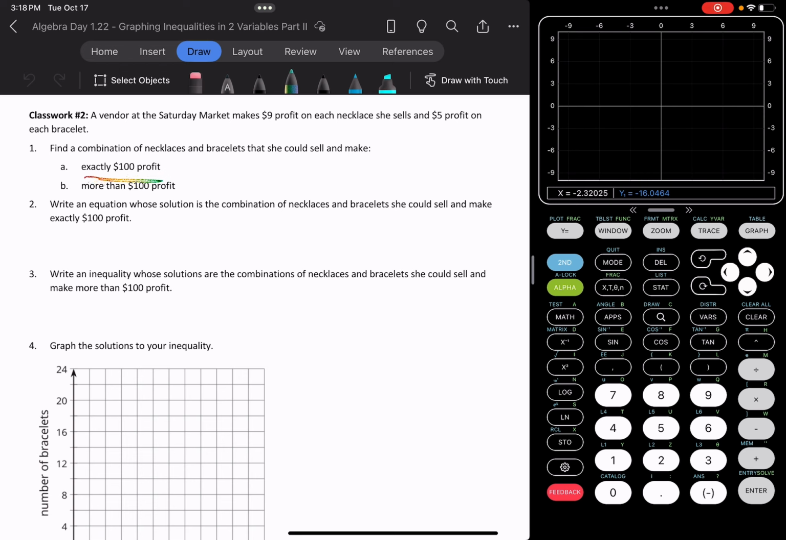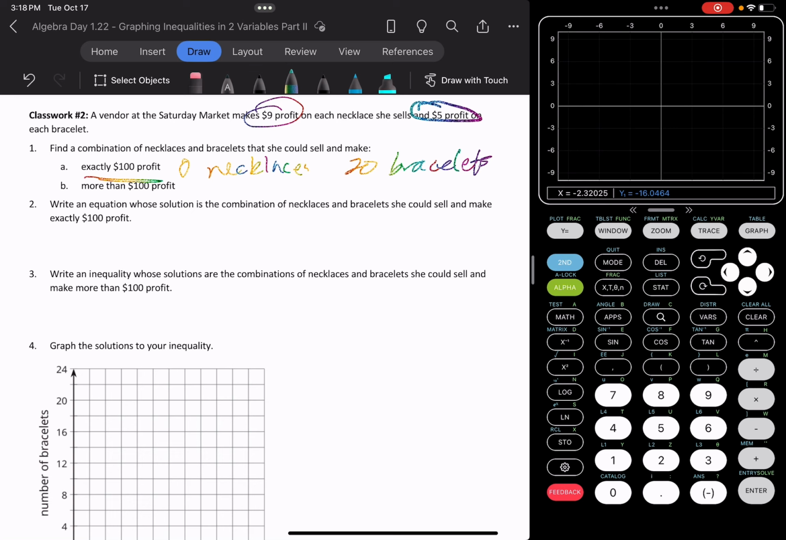So exactly $100 profit. If she's selling each necklace for $9 and $5 for each bracelet, she could sell maybe 0 necklaces. That would be the easiest. And then if she's making a $5 profit, she could make 20 bracelets. That would be totally fine. And 0 necklaces and 20 bracelets also gives us our y-intercept, which is nice.